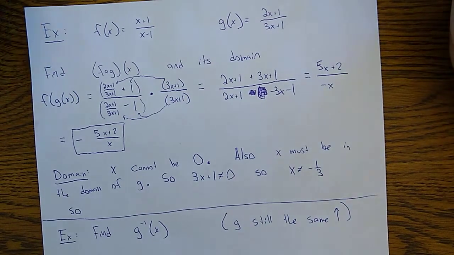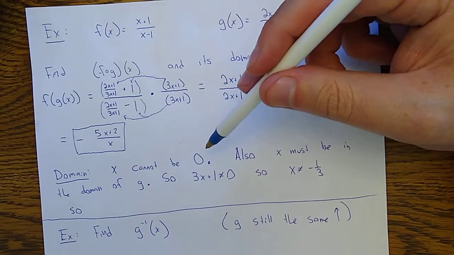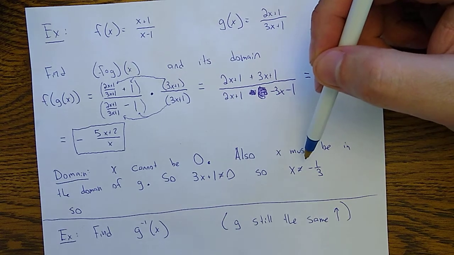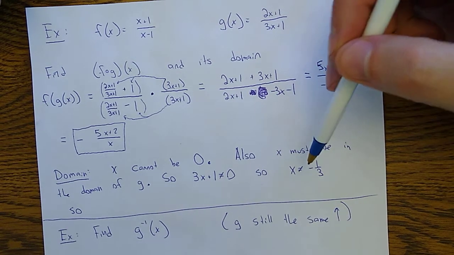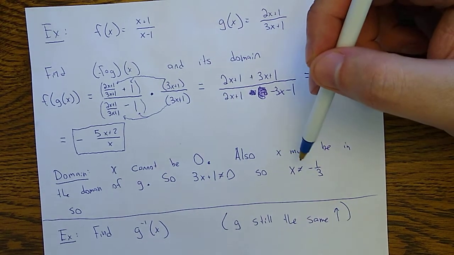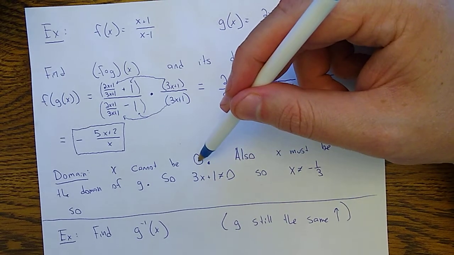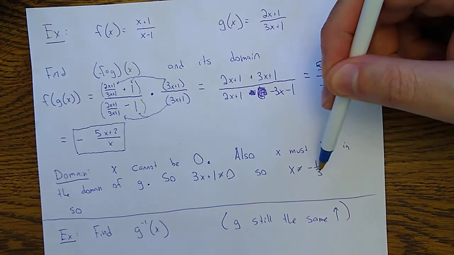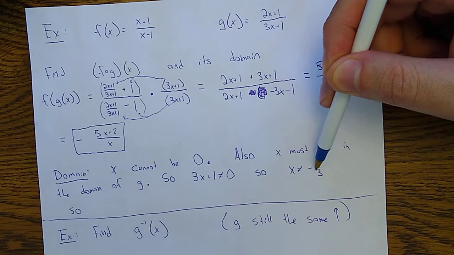So in the online homework, you want to put your answer for the domain in interval notation. Basically what we just found is that x can be any real number except for this one. It can't be 0, and it also can't be negative 1/3.